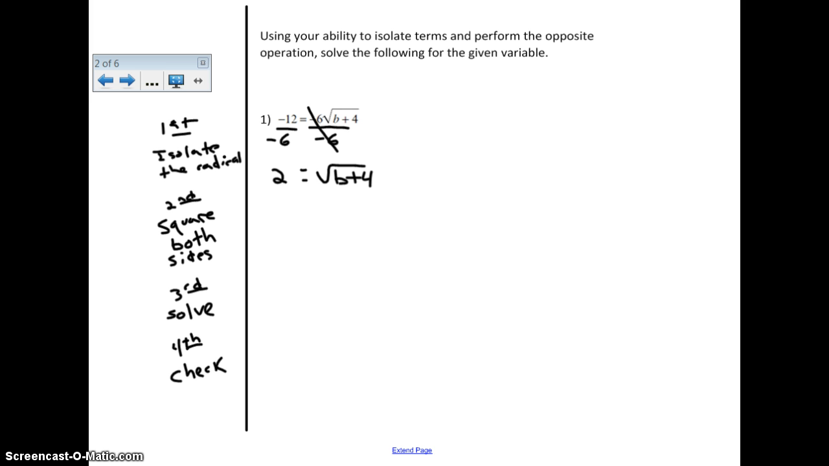So since we're taking the square root of b plus 4, the opposite of taking the square root of that would be to square it. So we're going to square both sides so that we can get to that b.